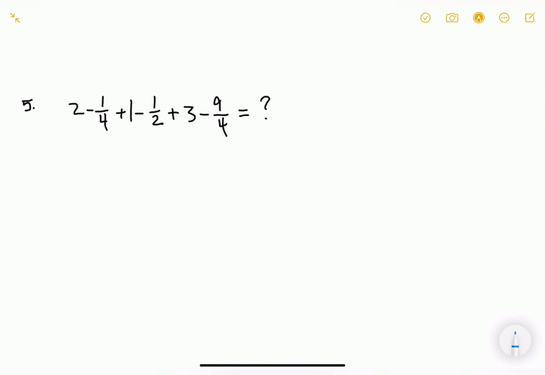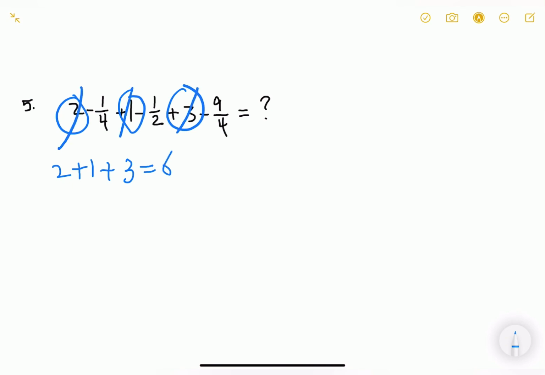Okay, so we have 2 minus 1 over 4 plus 1 minus 1 over 2 plus 3 minus 9 over 4. So how can we approach this? First, let's take the whole numbers. So 2 plus 1 plus 3, which is simply 6. Okay, so we got the whole numbers down. Now let's approach the fractions. You can see here that there's a negative and there's a negative. There's a negative, so all you're going to do is subtract.